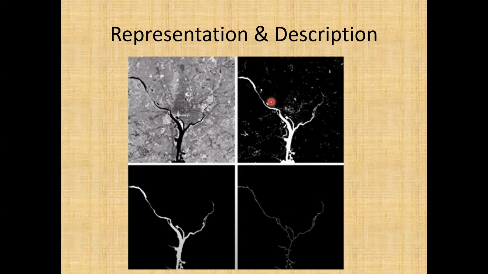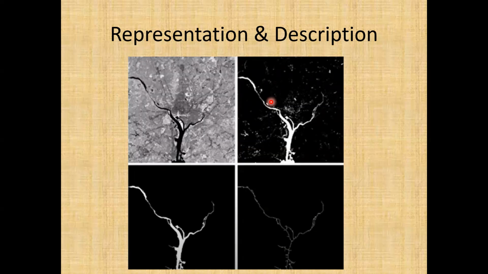Representation is nothing but converting the data into a suitable form for processing with the help of computers. The output of segmentation can be either a boundary or a complete region. Boundary representation mainly focuses on external shapes, that is corners, whereas complete region representation is used when the focus is on internal properties like textures or shape of an image. This way we can convert the output of segmentation.